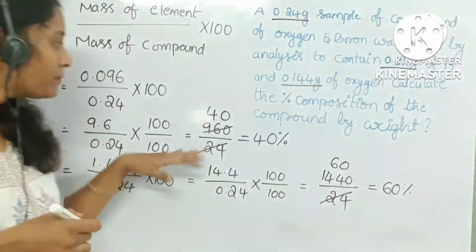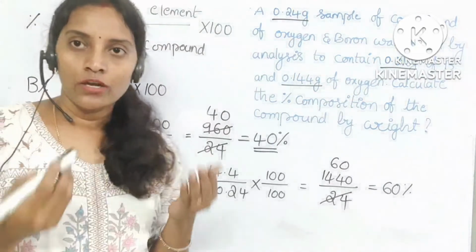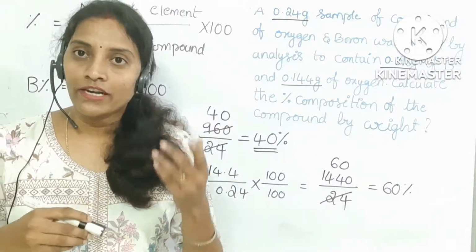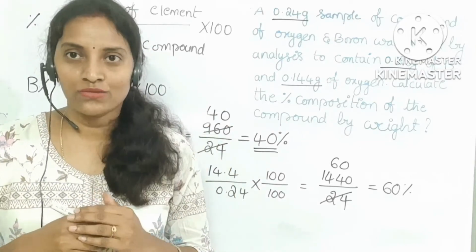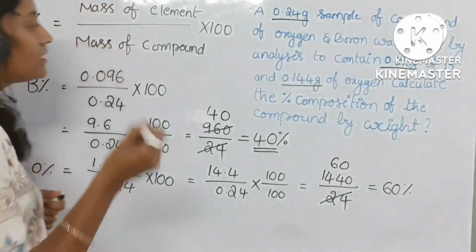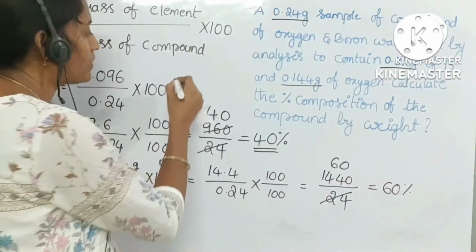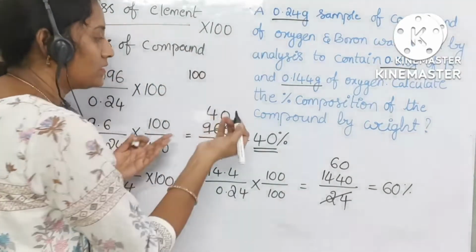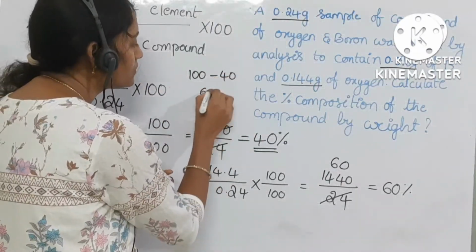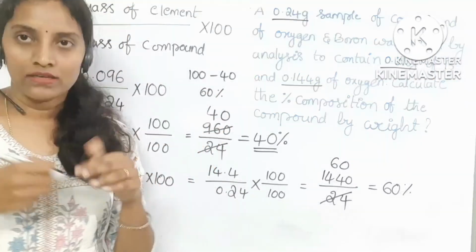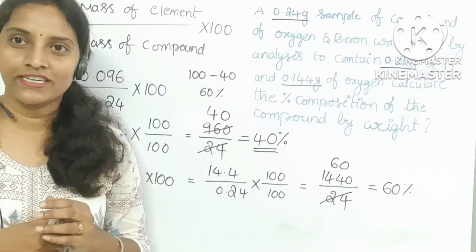compound. Actually, by calculating the first element's percentage weight, you can then directly calculate the second element's percentage weight. How can you calculate that? See, the complete compound's weight is equal to 100 percent. So 100 minus 40 will give you 60%, the second element's mass percentage.